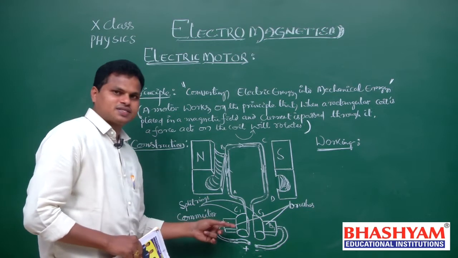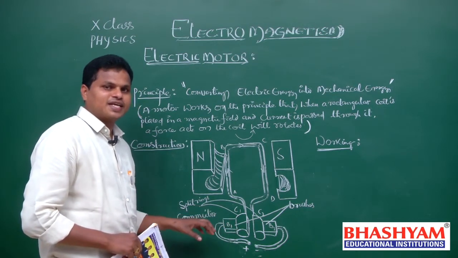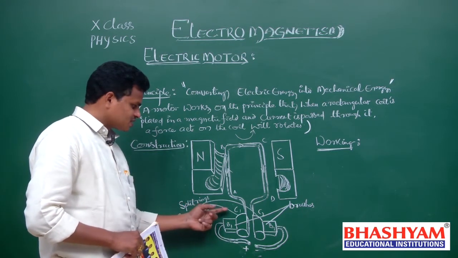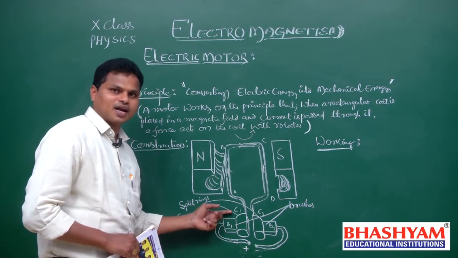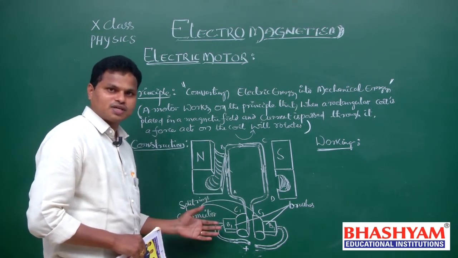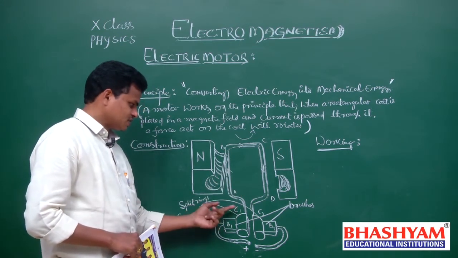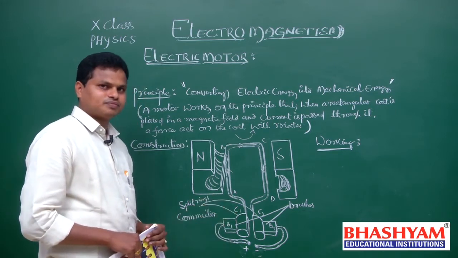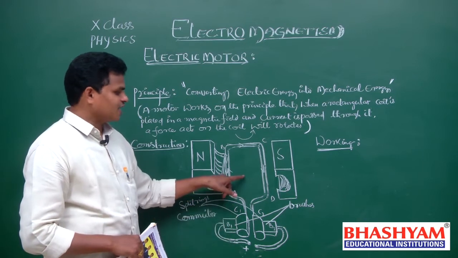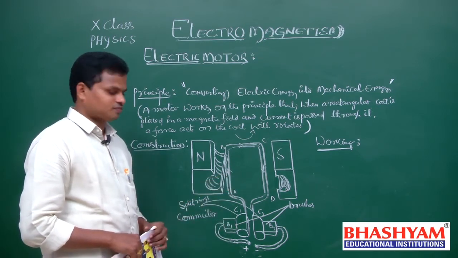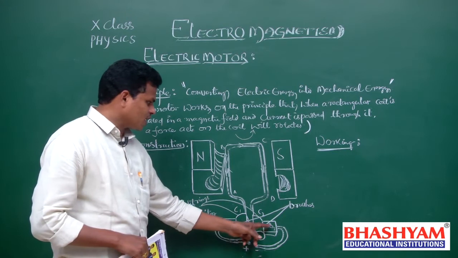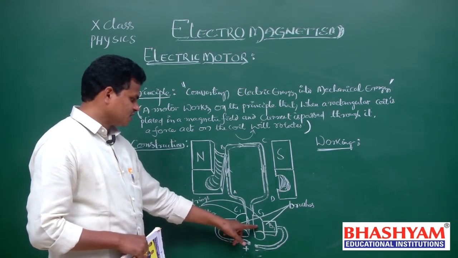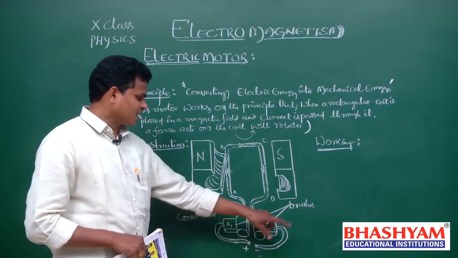A commutator is a device which reverses the direction of current in the circuit. Split rings reverse the direction of current in the coil. That is the importance of split rings. Here the split rings are connected to the ends of the rectangular coil. Here B1, B2 are carbon brushes which are in contact with the split rings and connected with the battery.